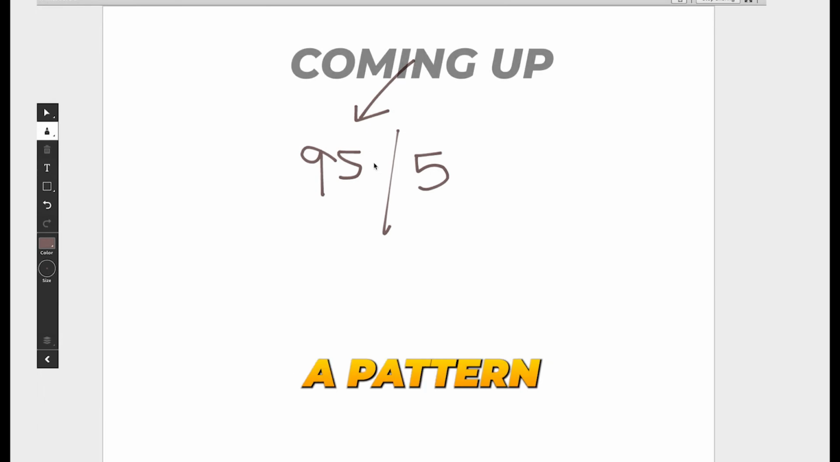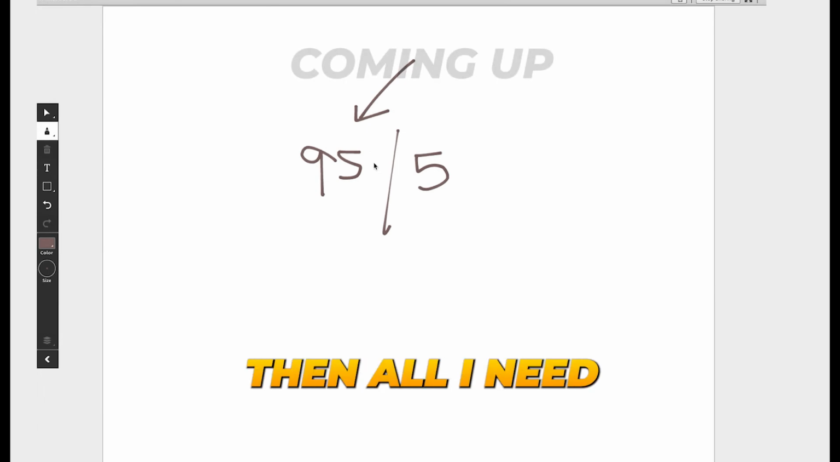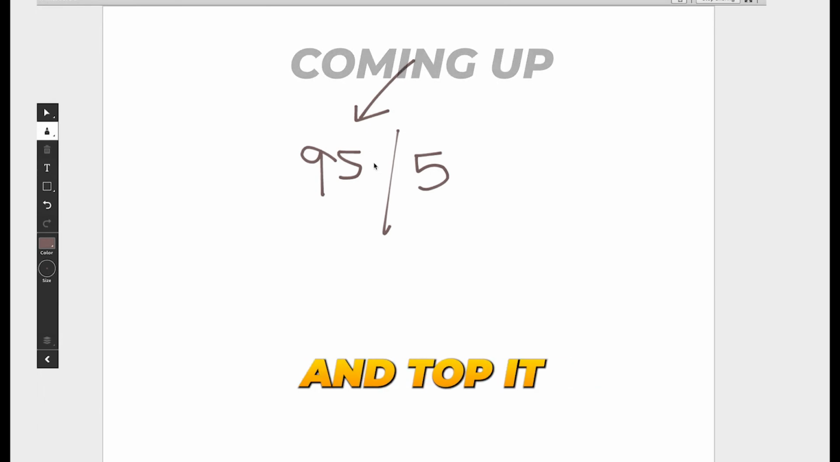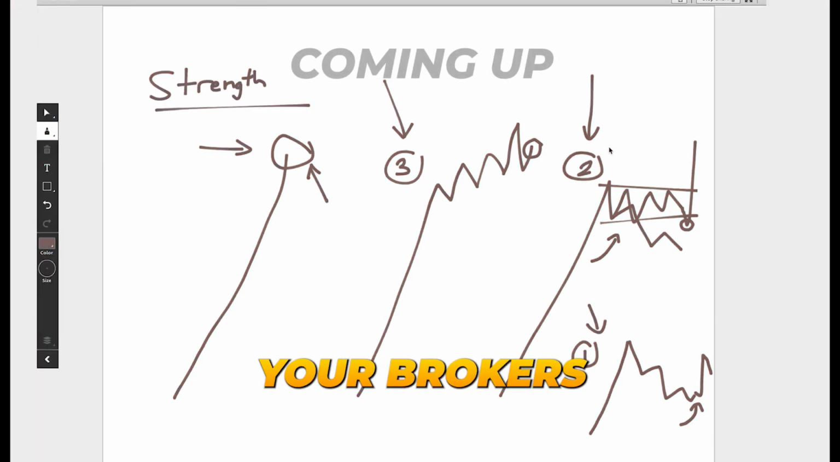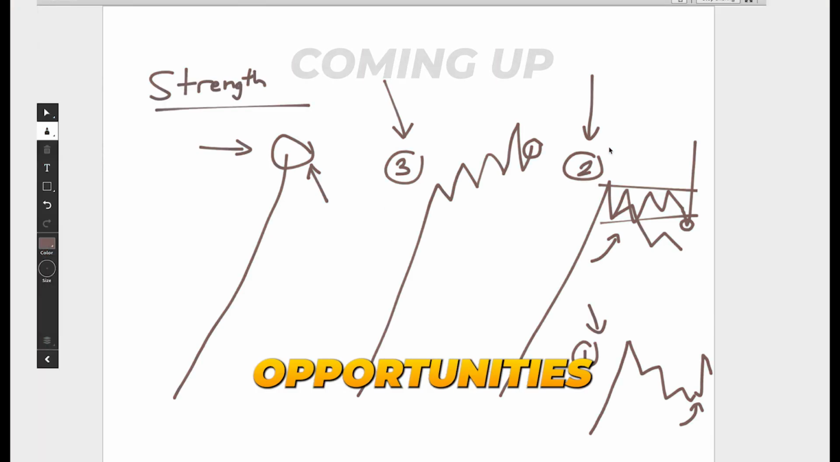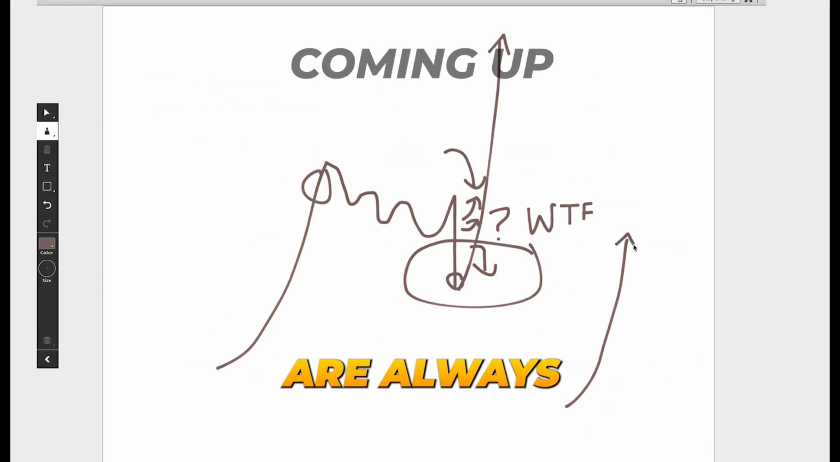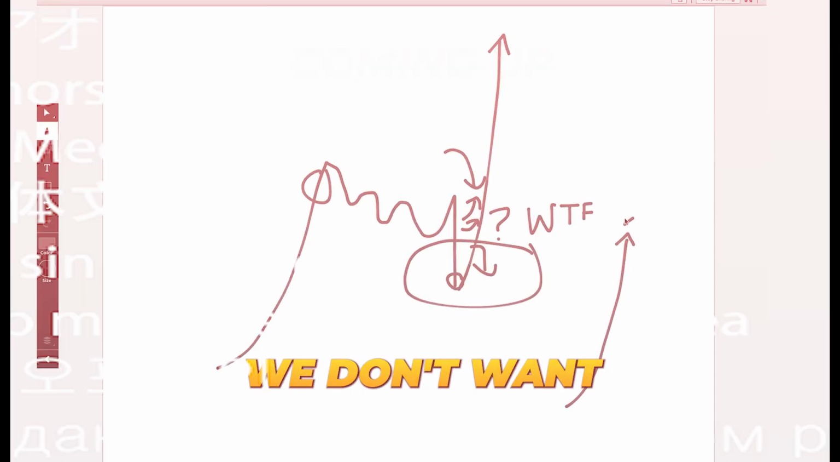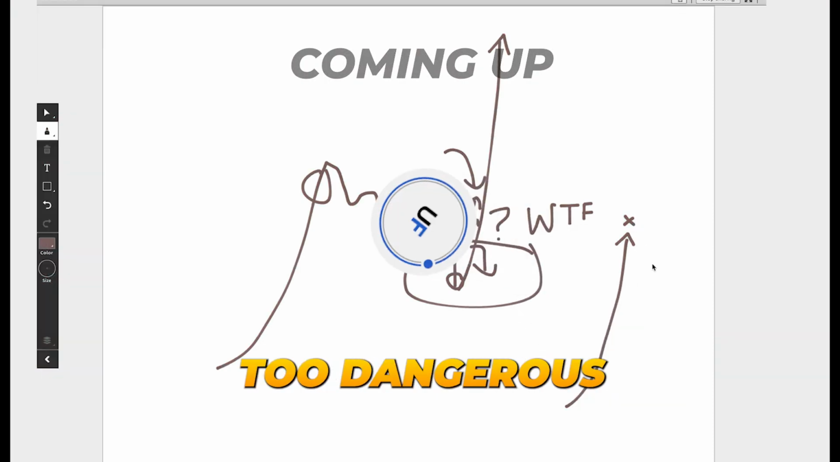If you're following a pattern-based system, then all I need to know is what you know and top it. Spikes are not your brokers. Spikes are good opportunities. Even though we know the big boys are always going to be right, we don't want the absolute strongest one because that's too dangerous.